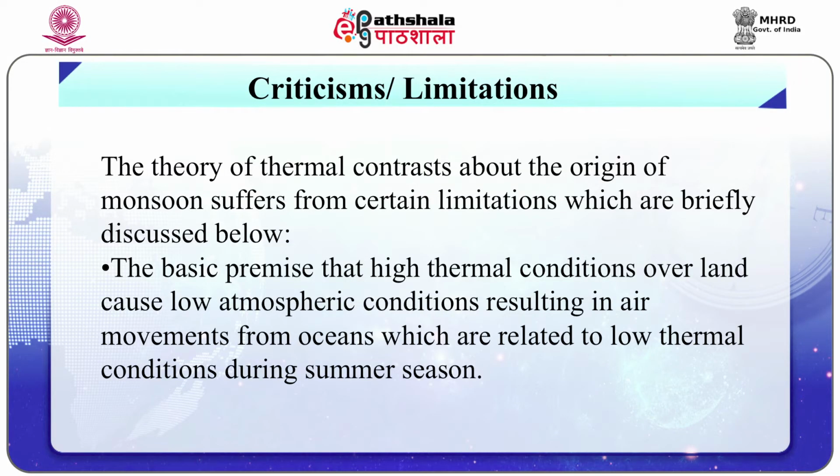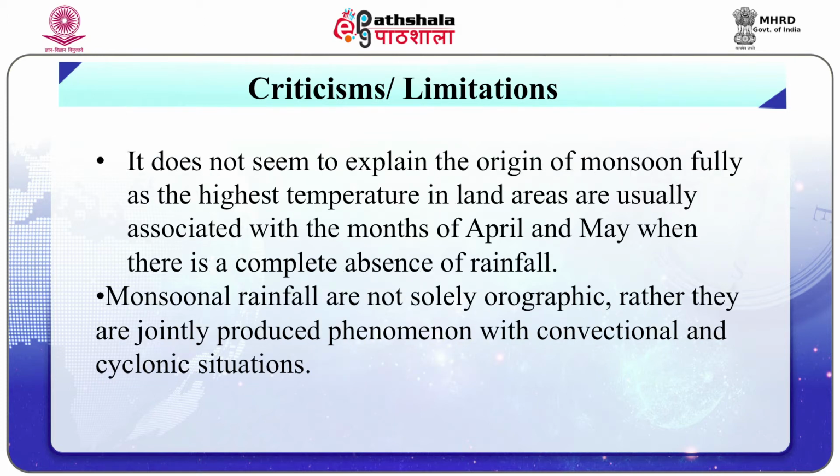Criticism and limitations of this theory: the origin of monsoon suffers from certain limitations, which are discussed. The basic premise is that high thermal conditions over land cause low atmospheric pressure, resulting in air movement from the oceans, which are related to low thermal conditions during the summer season. It does not seem to explain the origin of monsoon fully, as the highest temperatures in land areas are usually associated with the months of April and May, when there is complete absence of rainfall.